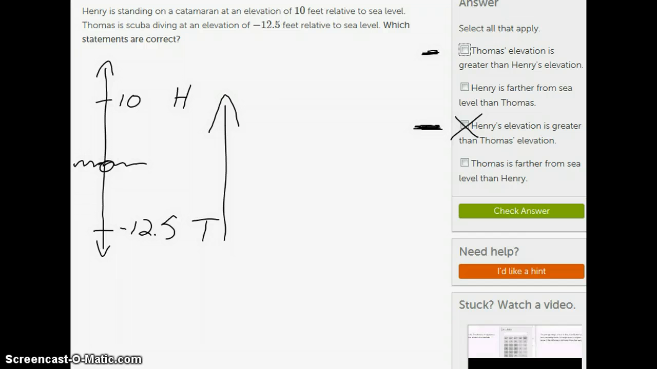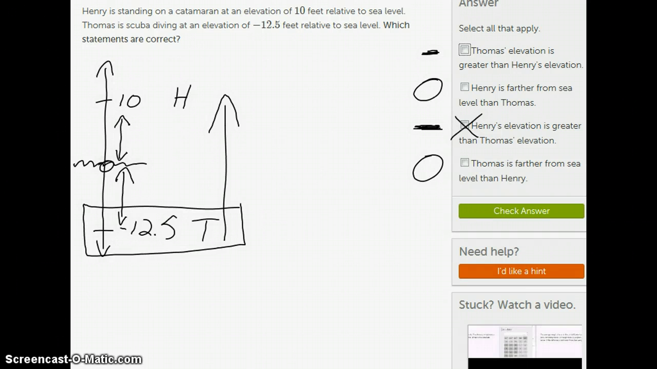The next set of questions is: is Henry further from sea level or Thomas further from sea level? Who is farther from sea level? So you're asking yourself, is 10 farther from sea level or 12.5? The 12.5 is farther from sea level. Yes, it's a negative number, but we're asking how far from sea level. He is 12.5 feet from sea level. So Thomas is farther from sea level. So those are your answers.